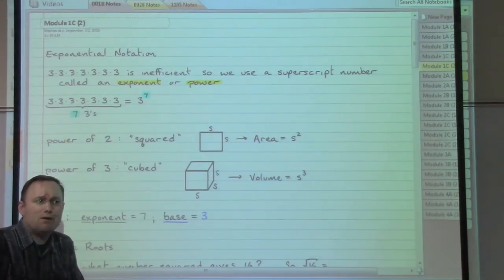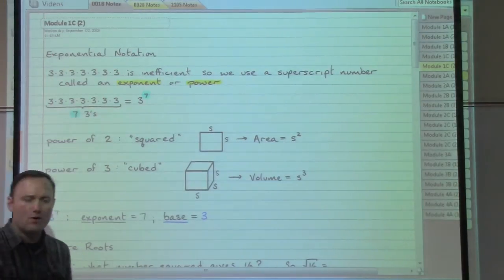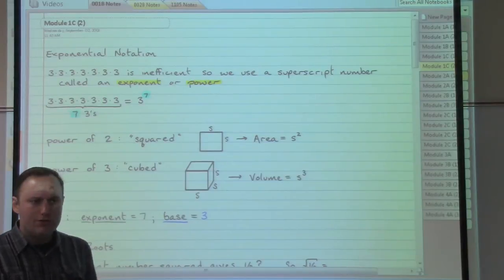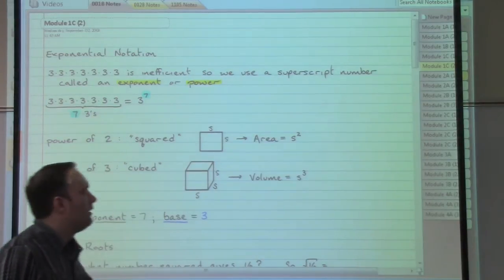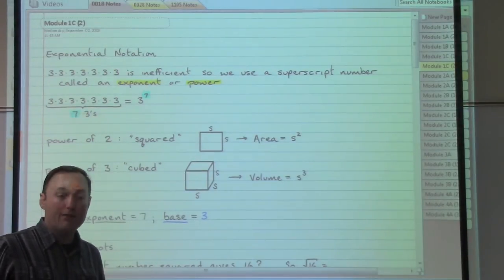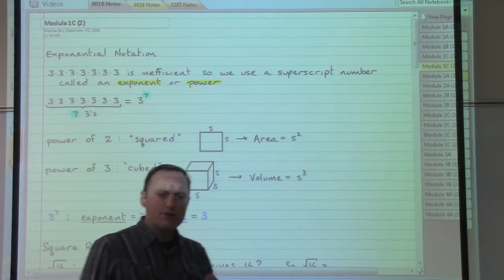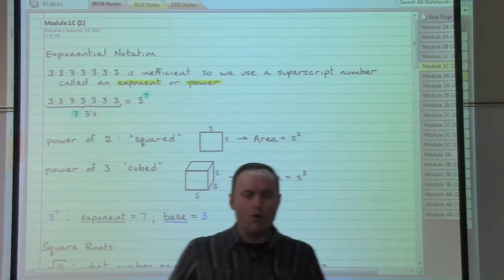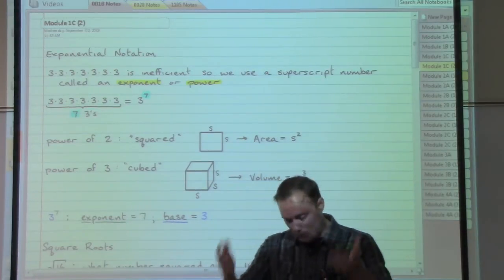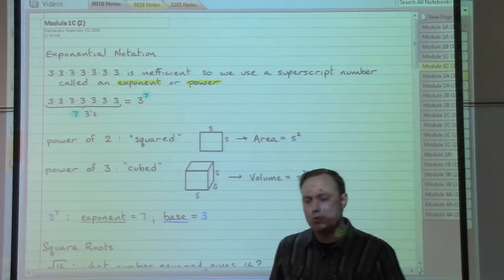But it's annoying because it's just so darn long to get across the idea that we want to do the 3 times 3. How many 3's do we really have? We have 7 of them. Well, can't we just mention that we have a 3 and that there are 7 of them and that they need to all be multiplied together? Well, that's what we'd like, so that's what we create.